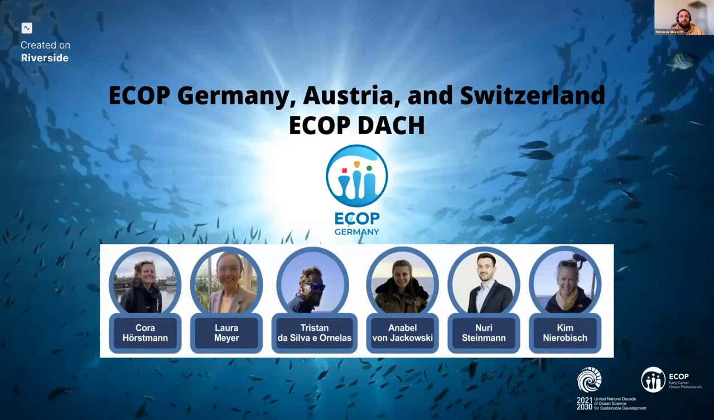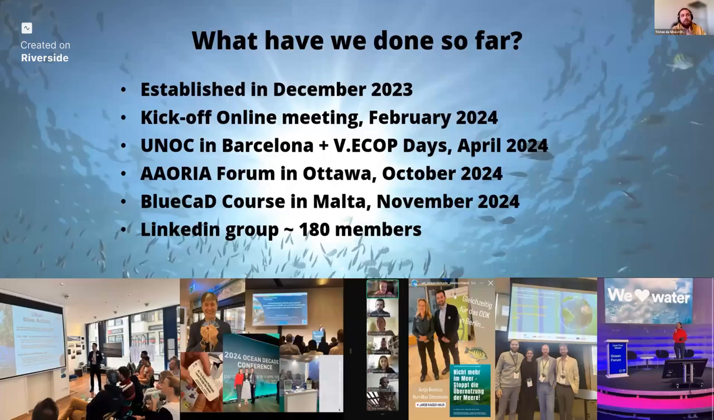So yeah, I'm going to present today a bit about our ECOP, previously ECOP Germany node, now called ECOP DACH node. You can see below, this is our team. It's the 6 people who are part of the coordination unit. I'm going to talk really briefly about what we've done so far. We were established in December 2023, had a kickoff meeting earlier in February 2024, where we had an online survey where we asked our community, which is roughly about 180 members in our LinkedIn group, about what they expect from the ECOP program in Germany, Austria, and Switzerland, and what they want us to do. So we adjusted our actions towards this a bit.